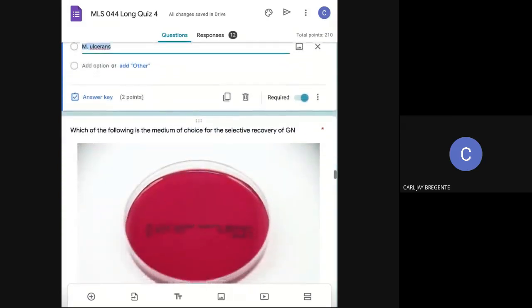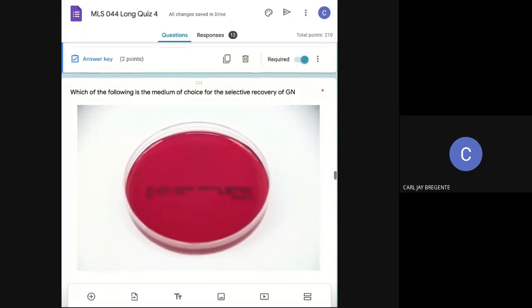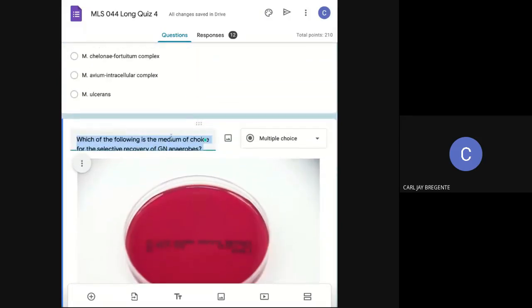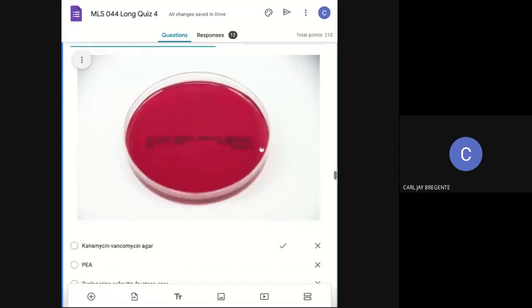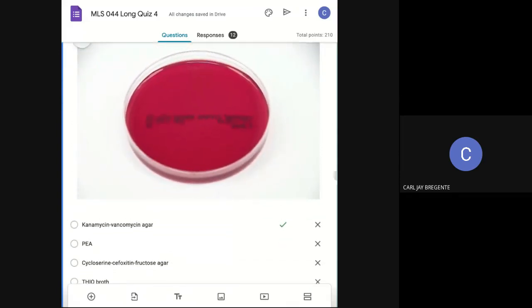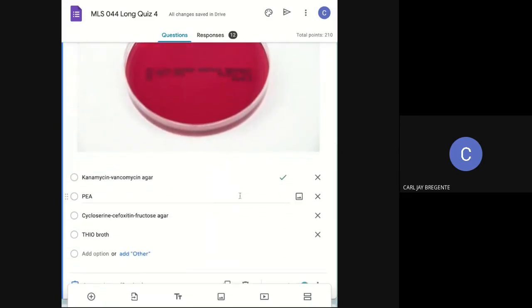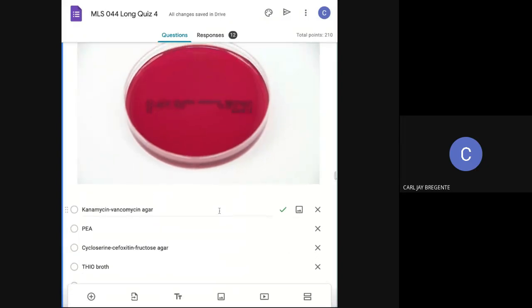Which of the following media is the choice for selective recovery of gram-negative anaerobes? For gram-negative anaerobes, this is kanamycin-vancomycin agar. So PEA, CCFA, and thioglycolate broth are not specifically used for anaerobic organisms. But for anaerobic-specific, that's Brucella agar or kanamycin-vancomycin agar.